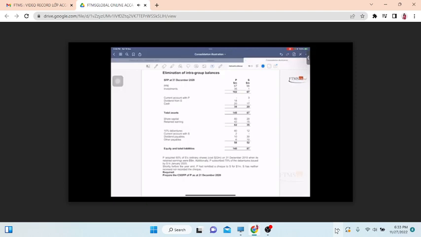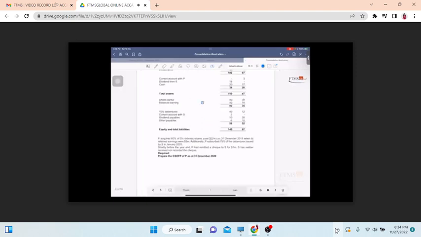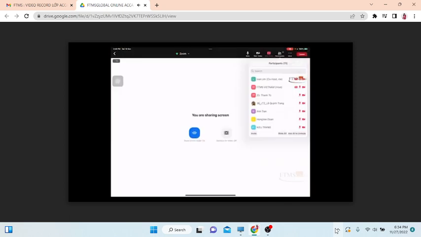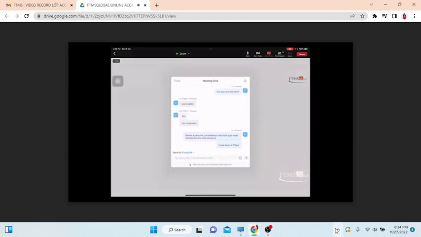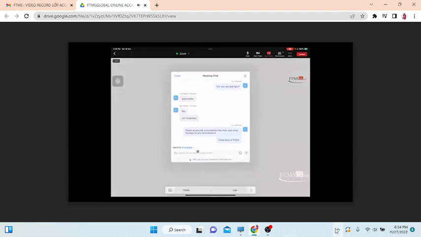Okay, just in case I forget, I better tell you now. For tomorrow, if possible, you try to bring a computer. Try to use a computer.